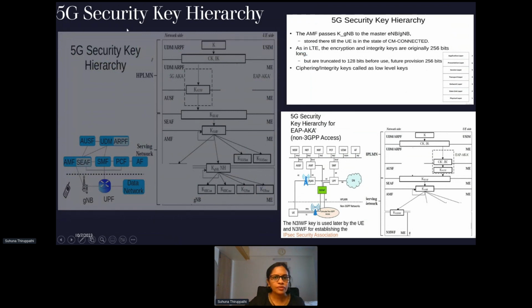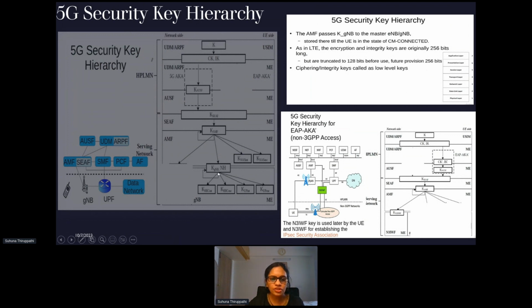So now we will look at the 5G key hierarchy, the same thing we have seen in the previous slide. So UDM, using the key, generates the CK key and IK key. Using the CK key and IK key, the KAUSF keys are generated. From KAUSF, KSEAF keys are generated, and from KSEAF, KAMF keys are generated. From KAMF keys, NAS integrity and NAS encryption keys are generated.